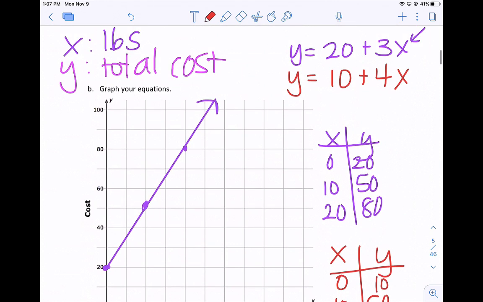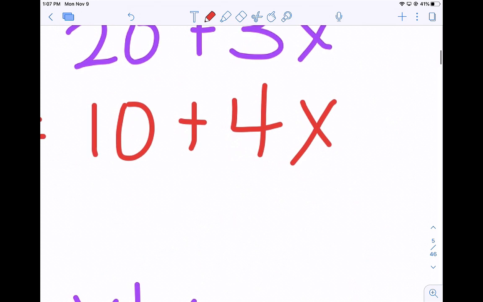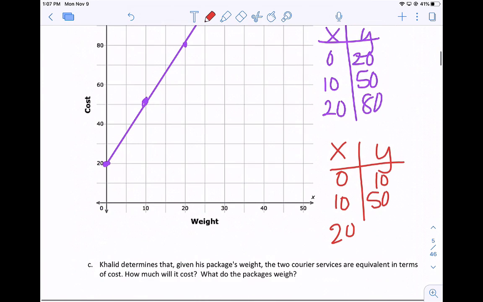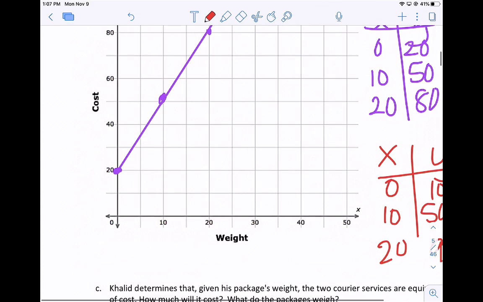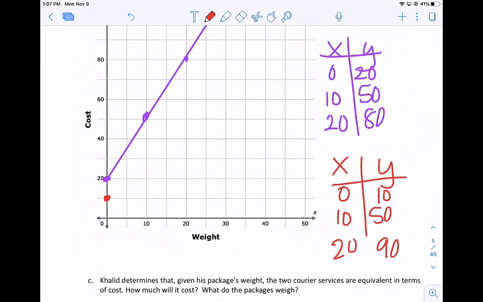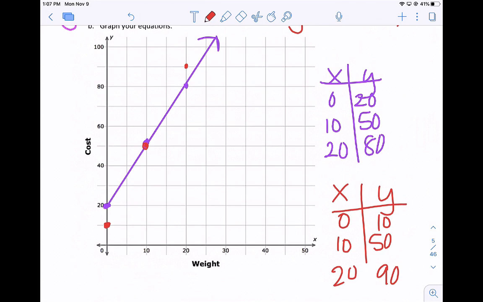And 20, let's plug in 20. 4 times 20 is 80. 80 plus 10 is 90. All right, so let's graph these. At 0, 10, so this one's cheaper at first. But if you notice, at 10 pounds, they both cost $50. And at 20 pounds, this one jumps to 90.